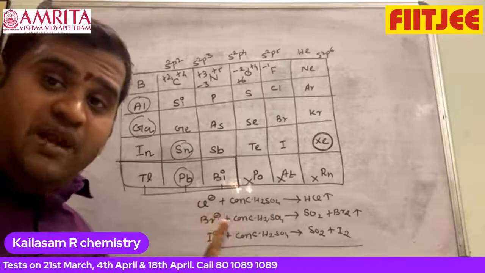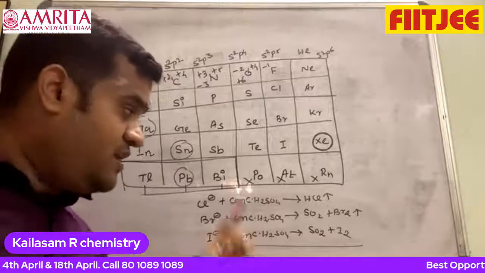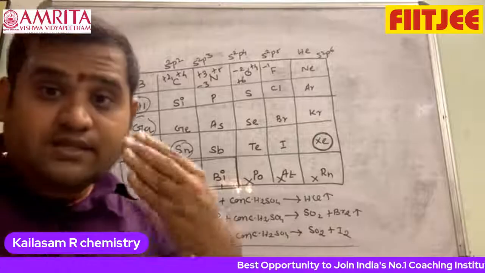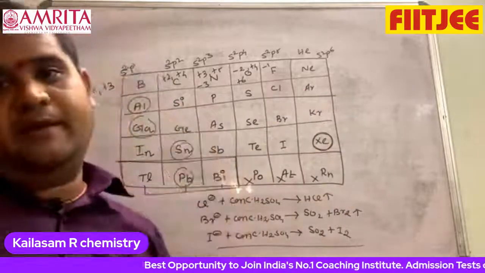But I minus and Br minus are very good reducing agents. What is going to happen? They are going to liberate Br2 and SO2 gas under heating. This is what you have to think about logically.